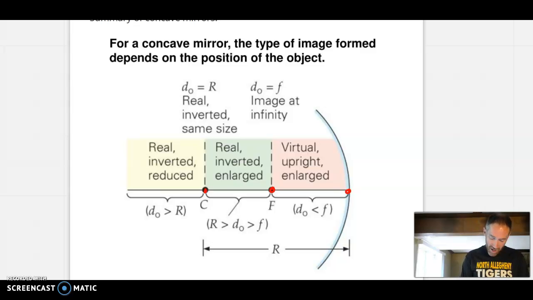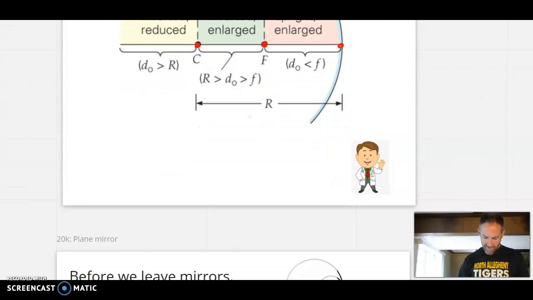If you go in this zone from the center to the focal point, you're going to get a real image. Notice anytime you're out past the focal point, you get a real image. It's also going to be inverted, and it's going to be enlarged whenever you're in this center to focal point zone. After you get outside of the center, it's going to still be real and inverted, but this time it's going to be reduced. Right at the center, you're going to get an image that's real and inverted and the same size, and right at the focal point, you're going to get an image that is out at infinity. And so that covers our concave mirrors for today.